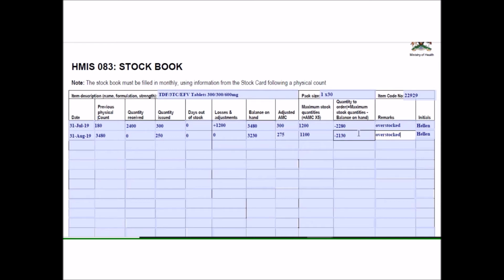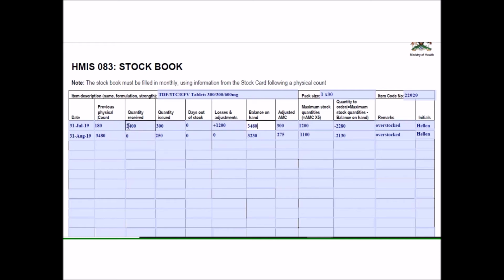So this is our stock book. Also, one thing that we've not talked about is stock book helps us to cross-check entries in the stock card, because we're tracking the physical count. This is physical, not calculated balance. So the entries stock in minus stock out should be able to equate to that physical count.